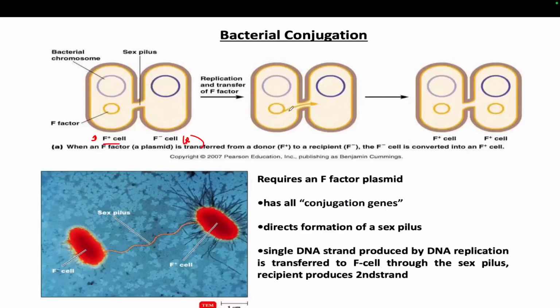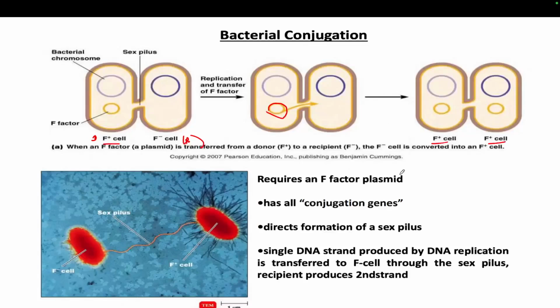Once this is complete, or I can say simultaneously, once the transfer happens, it is simultaneously replicating the other strand of this F factor in the donor cell. One strand is transferring, another strand is simultaneously replicating here. Now both cells will have the same type of DNA content, so both cells will be F positive cells. It is also having the F factor.